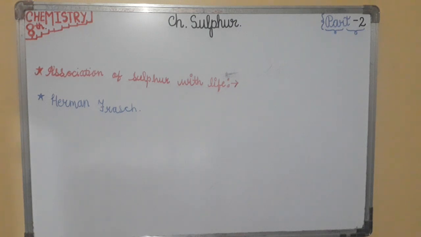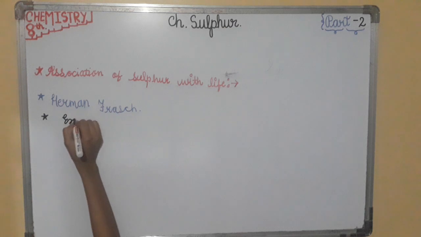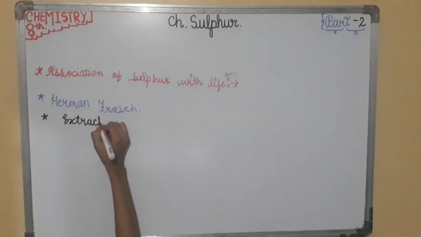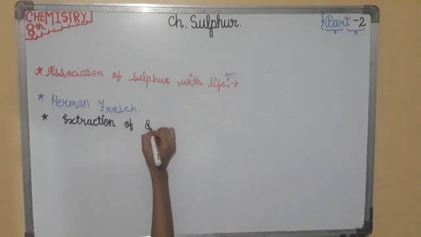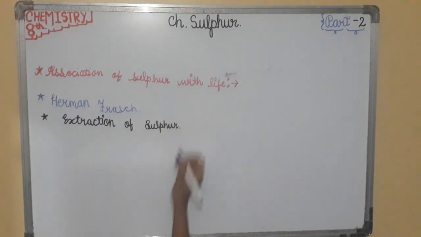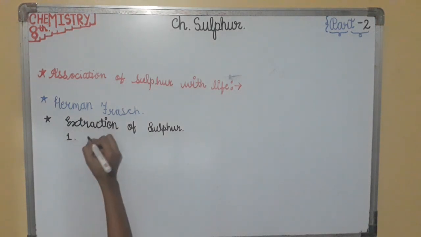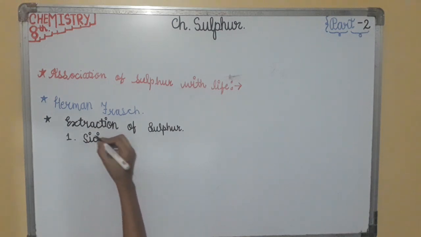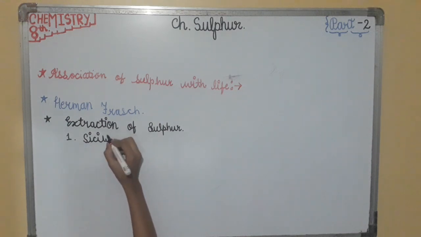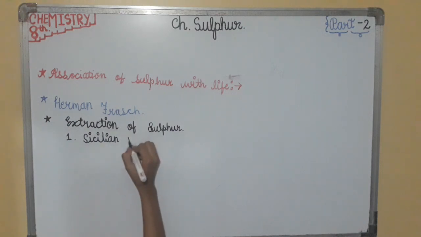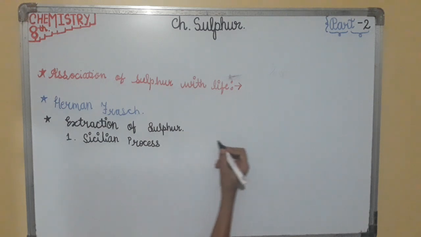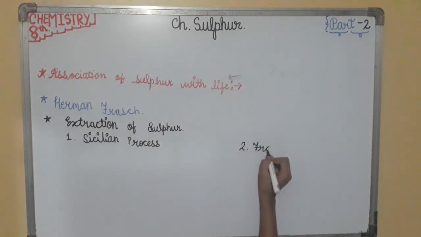Now, the main topic is extraction of sulfur. There are two methods for the extraction of sulfur. The first way is the Sicilian process, and the second is the Frasch process.